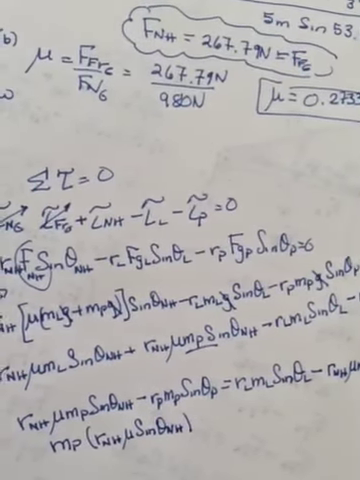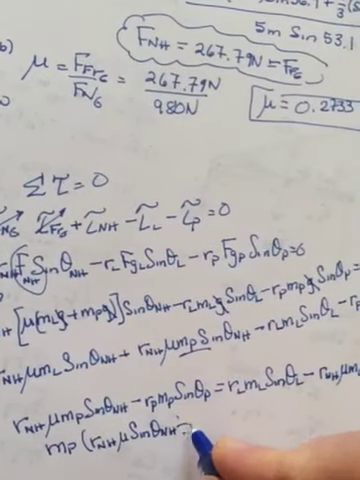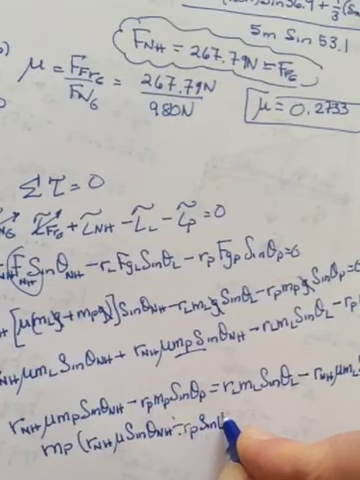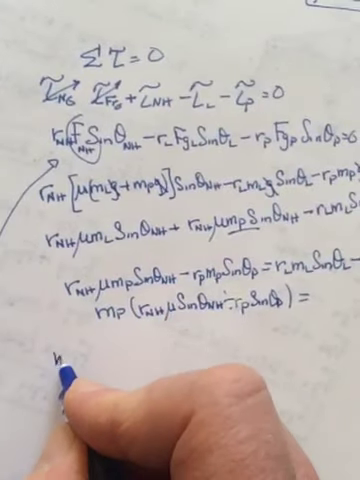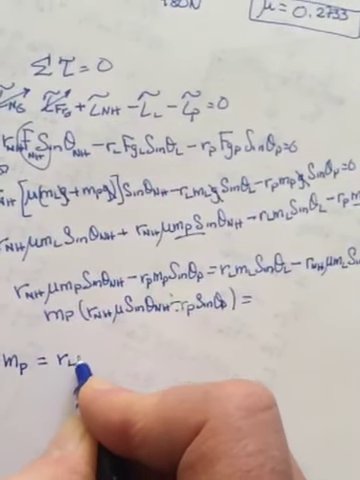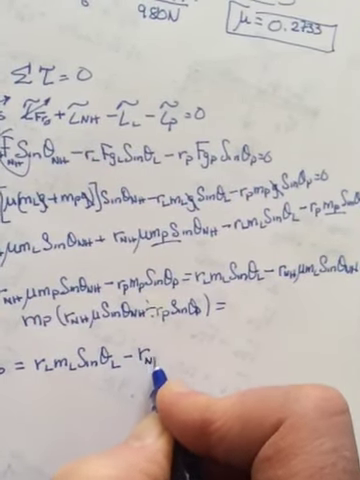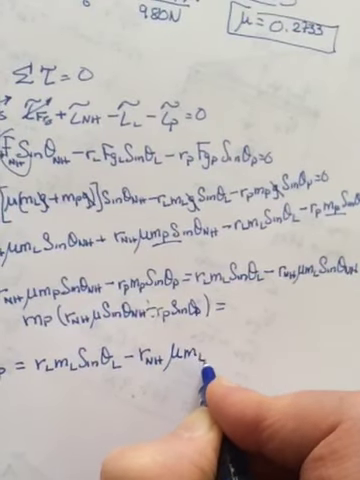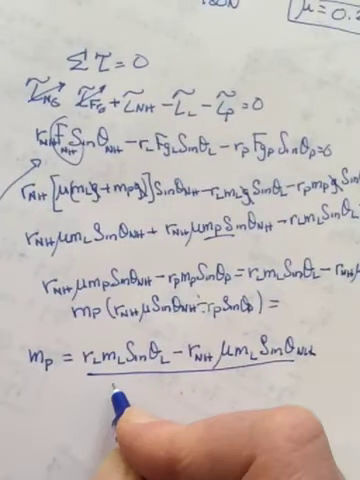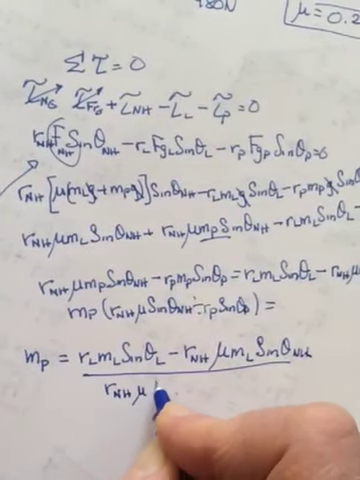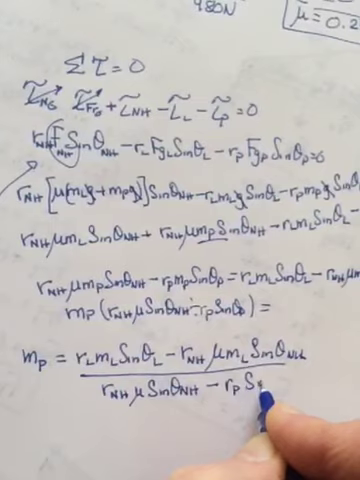Don't close that, that's just an optical illusion. Minus r of the person, sine theta of the person, and then you're going to divide by the bracket. So m of the person is going to equal r of the ladder, m of the ladder, sine theta of the ladder, minus r normal of the house, mu, m of the ladder, sine theta normal of the house. And it gets divided by r normal of the house, mu, sine theta normal of the house, minus r of the person, sine theta of the person.